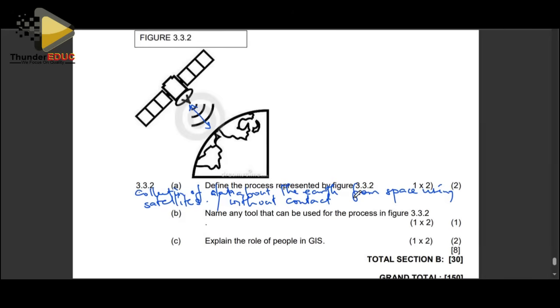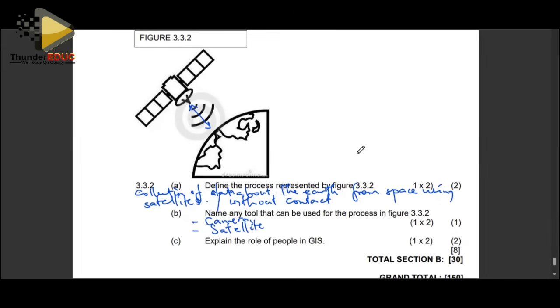Name any tool that can be used for the process. What can we use to do remote sensing? We can use cameras. For example, using the drone system, the camera can focus from above and be able to gather data about the Earth's surface without being in contact with it. Then also we can use satellites. The satellite images, they give us the images of the Earth from space.